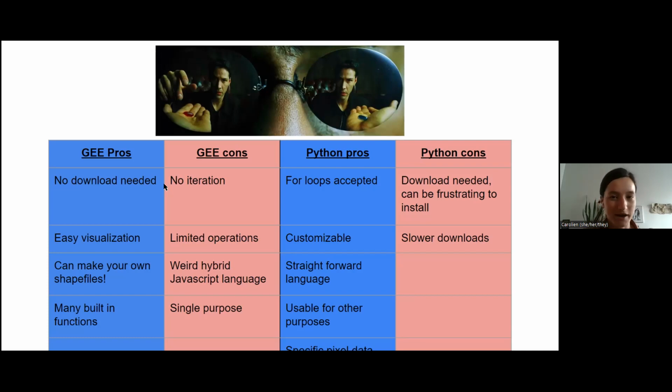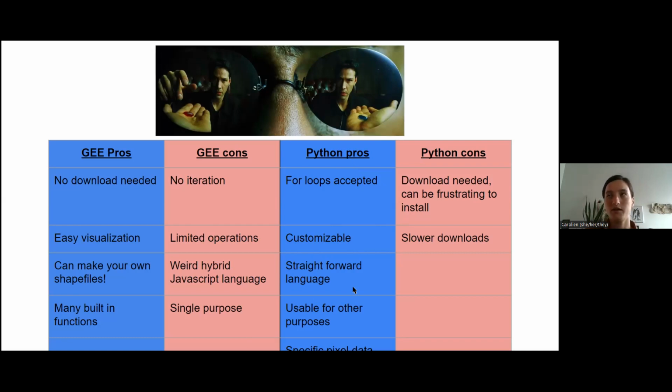And then I am biased towards Python, as you will find out exactly how much. A lot of the reason is that Python is the way I'm used to coding, meaning I can do for loops and I can basically customize anything I want. I find the language of Python pretty straightforward. Like any coding language, there's going to be a learning curve, but generally I find it pretty straightforward. You can use Python for a ton of other things besides remote sensing.